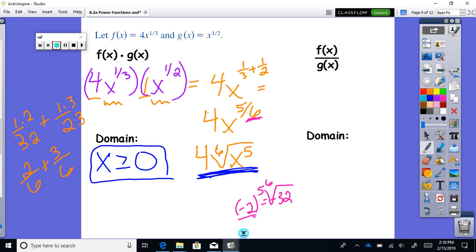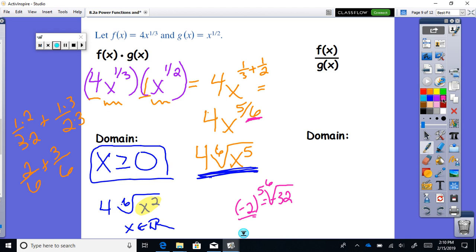If this would have been 4 6th roots of x squared, the domain would have been all real numbers. The reasoning behind that is because x squared is on the inside. Any number that you square ends up being a positive number. So the 6th root of a positive number is just fine. So that's the difference there.